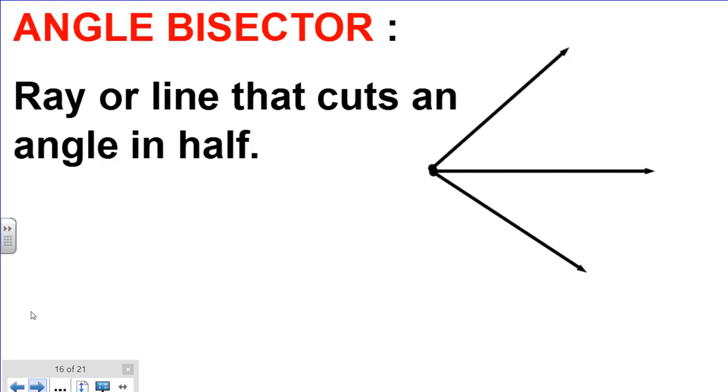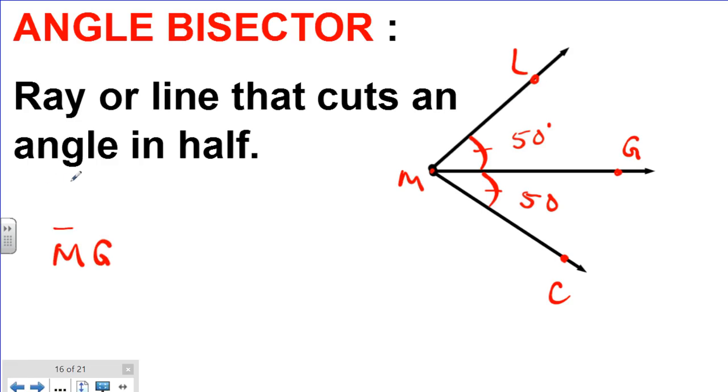An angle bisector is simply a ray or a line that cuts an angle in half. So if you had angle LMC and it was cut in half precisely, let's say that this one was 50 degrees and this one was also 50 degrees, that means angle LMC was bisected by this ray that we'll call MG. You would say ray MG bisects angle LMC is what that symbol would be.